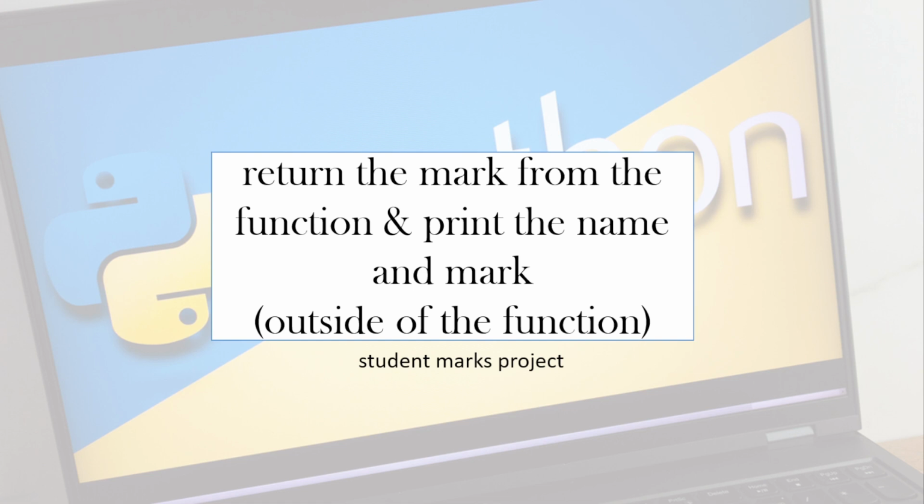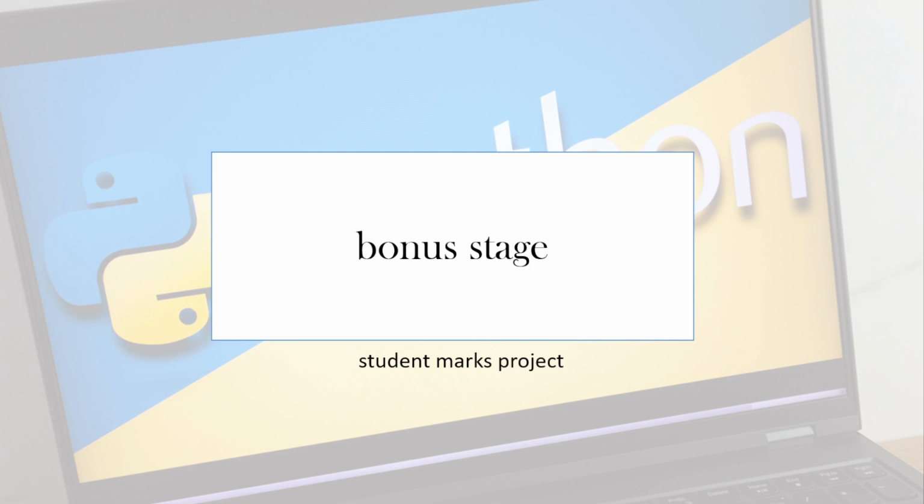So stage 1, we just get the list and use a loop to print the list. Stage 2, we create the function and we get the mark using input, and then we print the mark inside that function without any passing or returning. Stage 3, we pass something to the function, which is the student's name, and then stage 4, we get the mark in the function and return it, and then we print the name and the mark outside of the function, so after we call it. Okay, there's also a bonus stage.